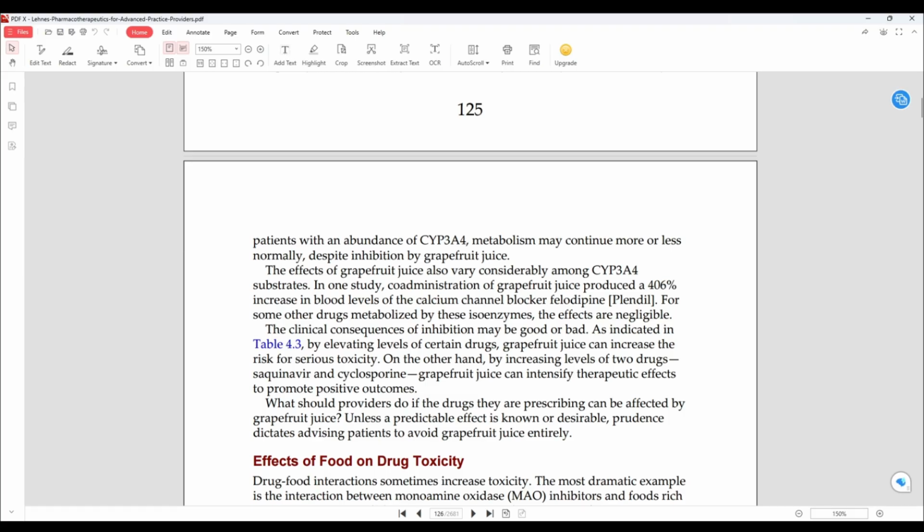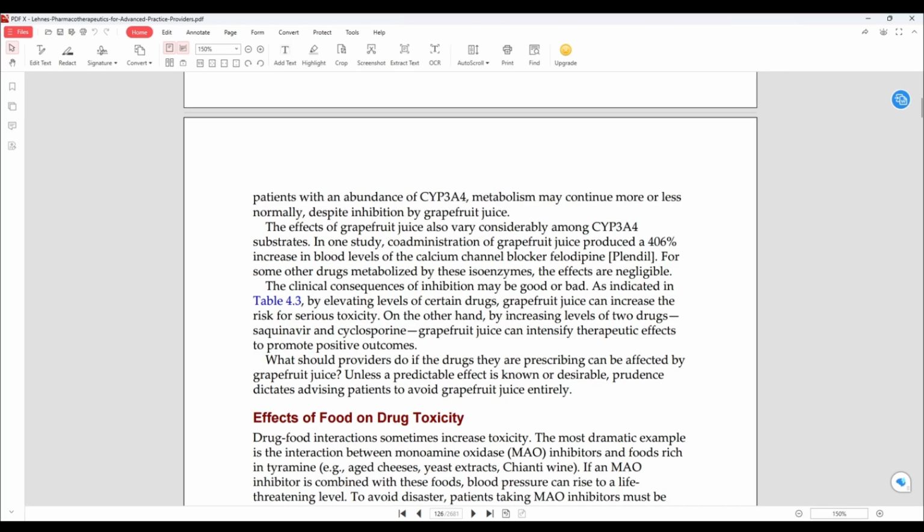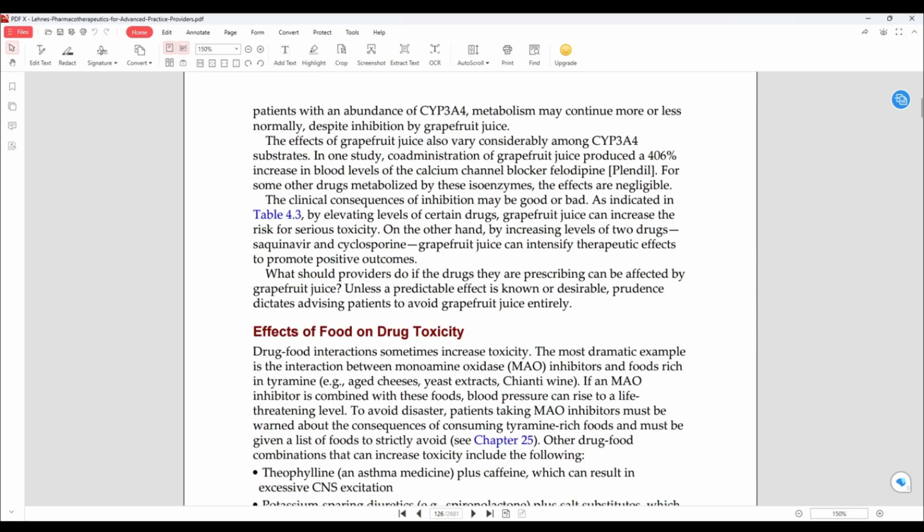In one study, for instance, the co-administration of grapefruit juice produced a 406% increase in blood levels of the calcium channel blocker felodipine. For some other drugs metabolized by the isoenzyme, the effects are negligible. The clinical consequence of inhibition may be good or bad, as indicated by the following table, 4.3. By elevating levels of certain drugs, grapefruit juice can increase the risk for serious toxicity. On the other hand, by increasing levels of two drugs, saquinavir and cyclosporine, grapefruit juice can intensify therapeutic effects by promoting a positive outcome.